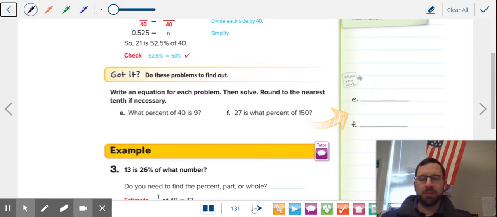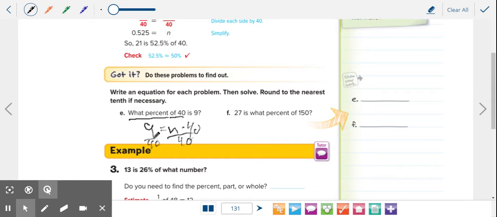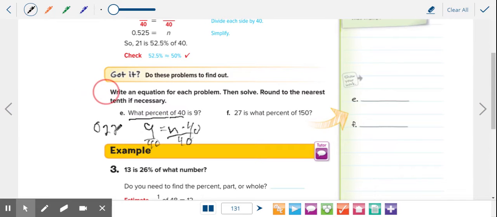We're on the bottom of page 131. Here we have, what percent of 40 is 9? So in this case, we don't know the percent, so that's going to be n. Out of 40, that's the whole, is 9, that's the part. So in this equation, the variable is not by itself, so we have to isolate it. The opposite of times 40 is divide 40 to both sides. If you divide 9 by 40, you get 0.225.